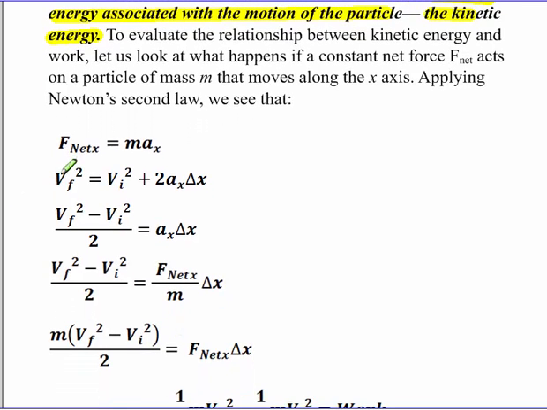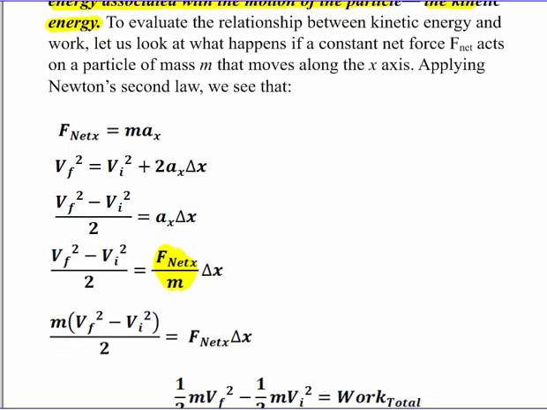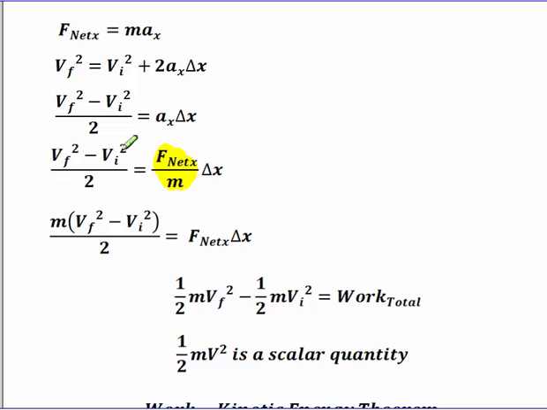Then I went back to our kinematic equation: Vf squared is equal to Vi squared plus 2 times the acceleration in the x direction times the displacement in the x direction. What I did here is divide by 2, and then again the acceleration times the displacement in x. I solved for acceleration, which would be F over m, and substituted it back in right here. Now I have Vf squared minus Vi squared over 2 is equal to my net force divided by mass times my displacement. Multiply both sides by mass, and now look what happens.